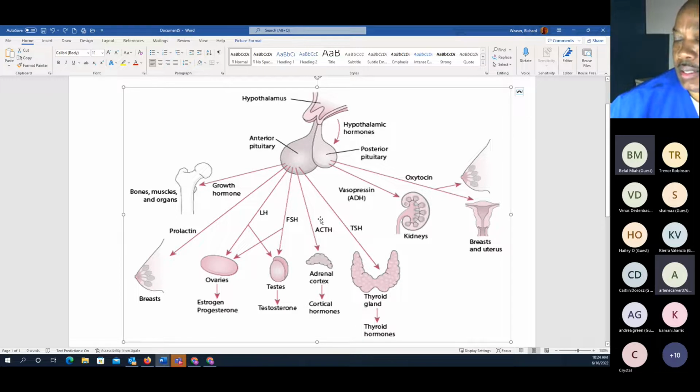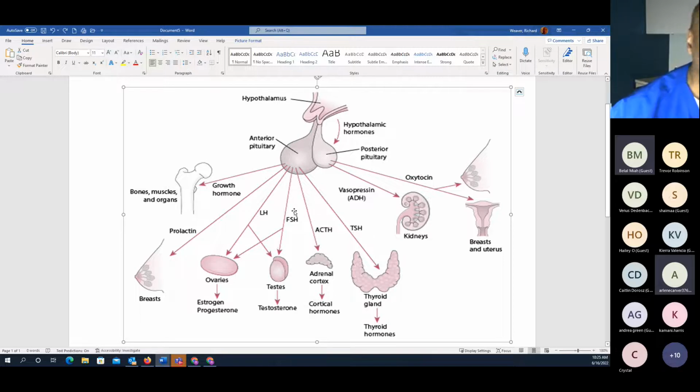So take a look at another one. This is the adrenal gland, more specifically the adrenal cortex. The anterior portion of the pituitary gland is responsible for that particular hormone. When we're thinking about the adrenal cortex and the hormones it is responsible for, we think about cortisol, aldosterone, and what's the other one? Your androgen type of hormones, right?